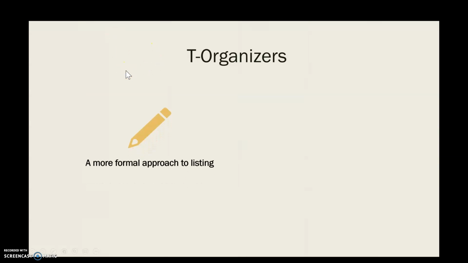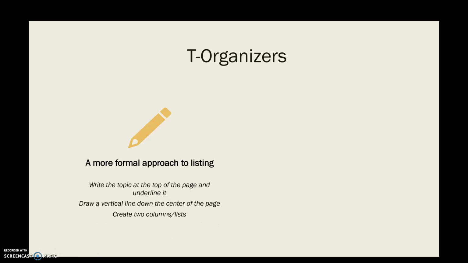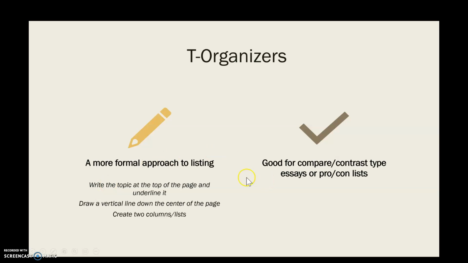T-organizers are a type of list. This is a more formal approach to listing. So you write the topic at the top of the page, underline it, then draw a vertical line down the center of the page and create 2 columns or lists. These are good for compare-contrast essays or speeches and pro and con lists. So one of your columns might be pros, one might be cons, one might be similarities, one might be differences, things like that.